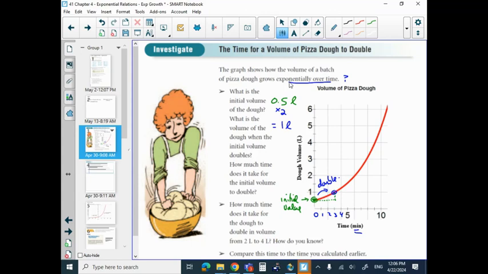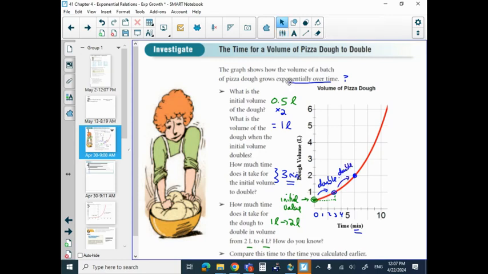And then how much time did it take? Well, it took 3 minutes. So 3 minutes it took for that to double. And then it goes on to say, okay, how much time does it take for the dough to double in volume from 2 to 4, or let's go even just the next double and then the next double, right? So let's go from the 1 liter to the 2 liter, and then from the 2 to the 4, and so on, however many we can see on here. So 1 liter up to 2 liters is another double.